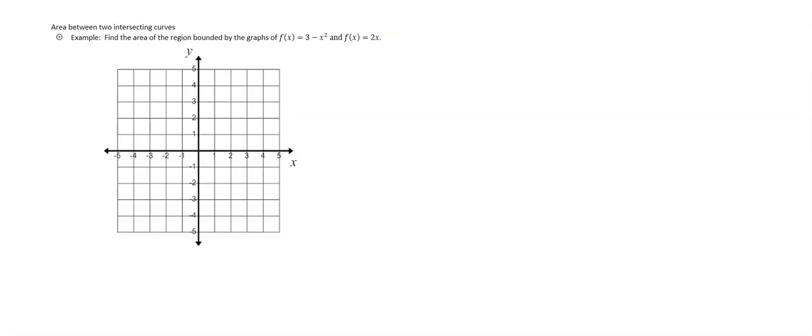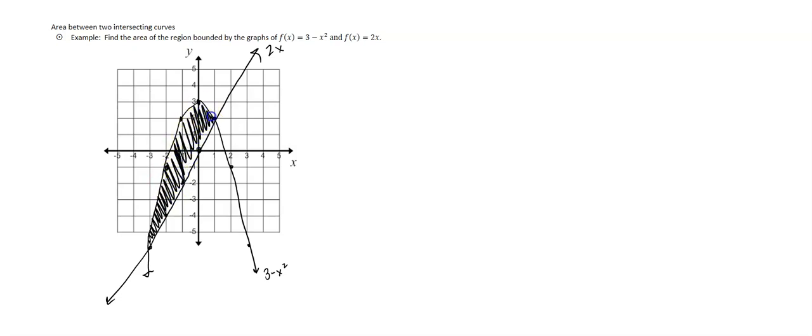Next, we're going to look at the area of the region between two curves that happen to intersect. So in this one, I've got f of x equals 3 minus x squared and f of x equals 2x. I'm going to first start out by sketching a graph of these two equations and find the region that's actually between them. If I graph the two functions, this is the graph that I get, and we can see that the region that is enclosed by the two curves is this region right here. So this is what we're looking at the area of.